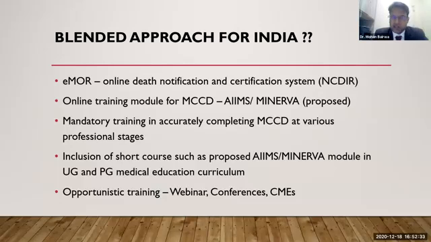The short course proposed by the AIIMS Minerva Network can be included in the UG and PG medical curriculum. Opportunistic training, in terms of webinars, conferences and CMEs, can be done in collaboration with various professional organizations, and they can be helpful for this purpose. This is the approach we have proposed for India, and we are taking the lead in developing the online training module for MCCD. But one problem still remains about the quality of the medical records. So there has to be some strategy, or some concrete program.